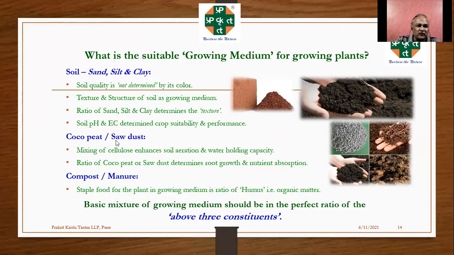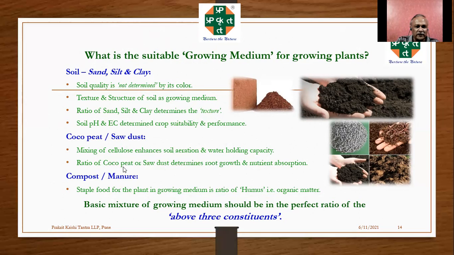Then comes the next, what we should mix in the basic soil to make it more useful for the growth of the plant. To make it more fluffy, more airy, and more accommodative for the water, etc., cocoa peat or sawdust or similar materials are used. So mixing the cellulose, that is cocoa peat or sawdust, which is actually cellulose, enhances the soil aeration and water holding capacity. The 25% plus 25%. So this makes the 50% for the aeration and this thing.